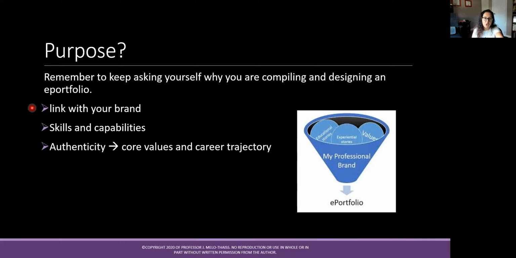So it's got to link with your brand. Who are you? What vision of yourself are you selling to the world? What are your skills and your capabilities? But more importantly, authenticity. What are your core values? What are your careers, the trajectory that you set out for yourself? So again, do this with intention, really being very mindful about what it is that you're telling the world about yourself.